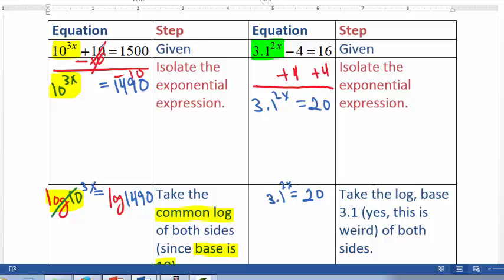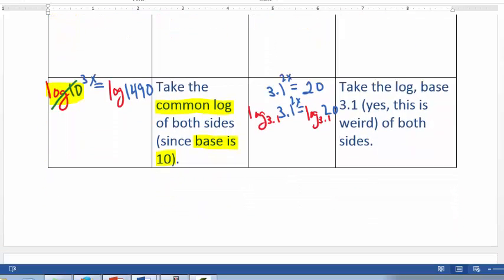Remember, I have 3.1 to the 2x equals 20, and what I'm going to do is take the log of both sides. But now since my base is 3.1, I'm going to take the log base 3.1 of each side. Is that a weird base to have? Sure it is. But it's still a perfectly valid base, because you can have a log base any positive number, other than 1, really, because it's just like exponential. You can't have a base of 1 because it's just a constant function then. So you have log base 3.1 of 3.1 to the 2x equals log base 3.1 of 20.